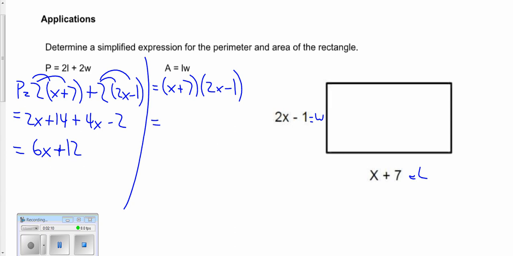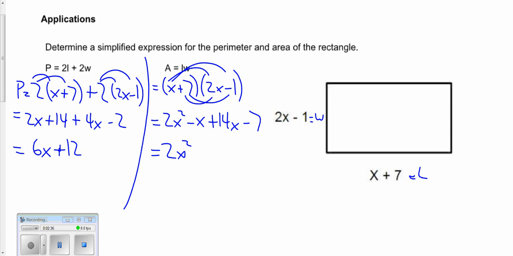So I'm going to end up with x times 2x. That's going to give me 2x squared. Then x times negative 1 will give me negative x. I've got positive 7 times 2x. That's positive 14x. And positive 7 times negative 1 is negative 7. So if I collect my like terms, that gives me 2x squared plus 13x minus 7 as my simplified expression for the area of this particular rectangle.